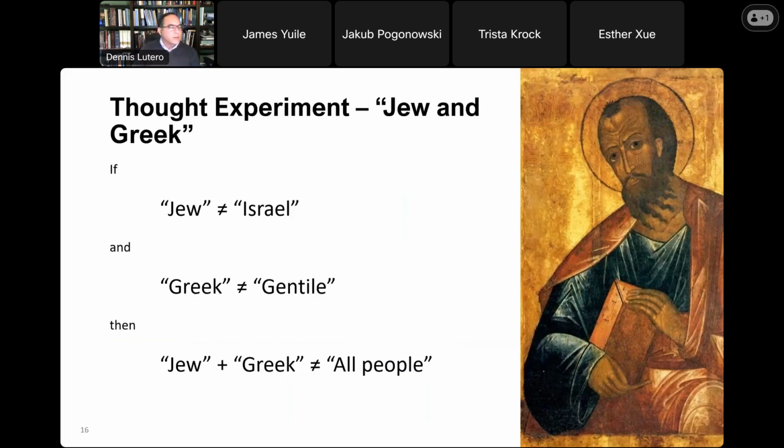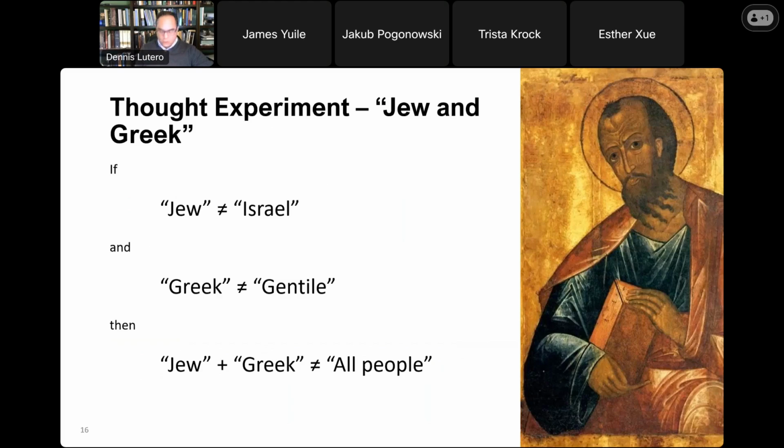Let's talk about the phrase Jew and Greek, found predominantly in Paul's letters, most notably Romans, but also found in Acts in the plural, Jews and Greeks. This phrase is traditionally understood as a metonym for all the people of the world. I suggest, given the work of Jason Staples and the argument I have presented today, that we can no longer interpret this phrase in this way. If Jew does not equal Israel, and if Greek does not equal Gentile, then the phrase Jew and Greek does not equal all people.